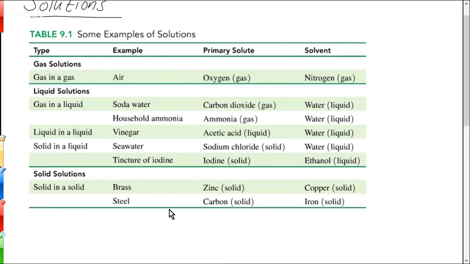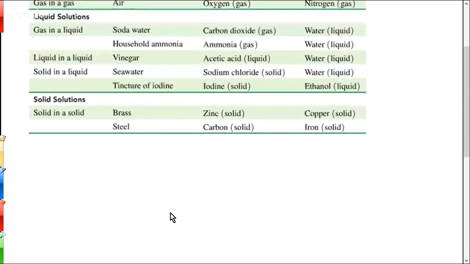And then you can actually have a solid solution as well, where you have a solid dissolved in another solid. In order to make that solution, you usually have to melt them first, but then you can allow them to cool and freeze. Something like brass is zinc dissolved in copper, because there's less zinc, there's more copper. So there's different ways of defining solutions, but in each case, we can identify a solute, the thing that there's less of, and a solvent, which is the thing that there's more of.